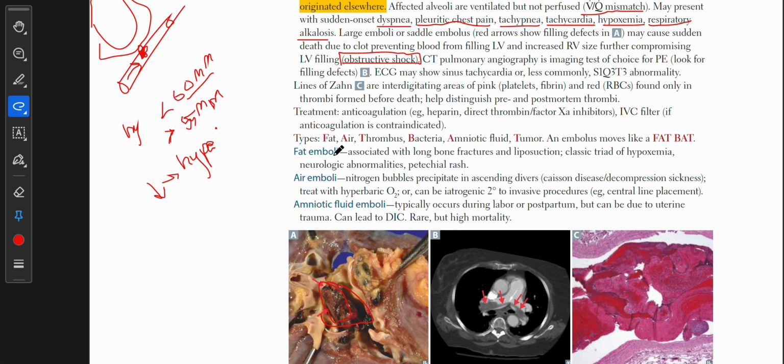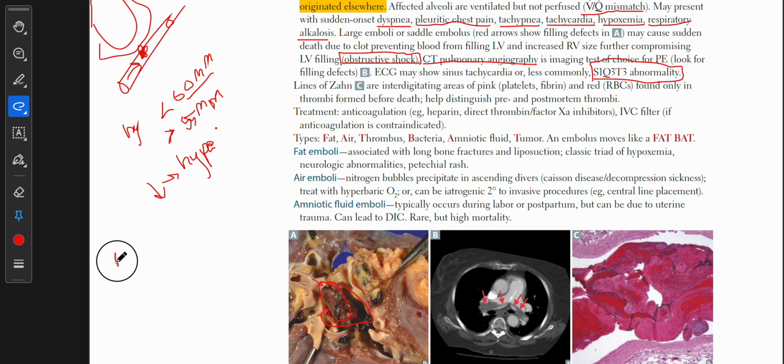So CT pulmonary angiography is the imaging test of choice for pulmonary embolism. We have to look for filling defects. So what is the gold standard? It is CT pulmonary angiography. And B, ECG may show sinus tachycardia, or less commonly S1Q3T3 abnormality.